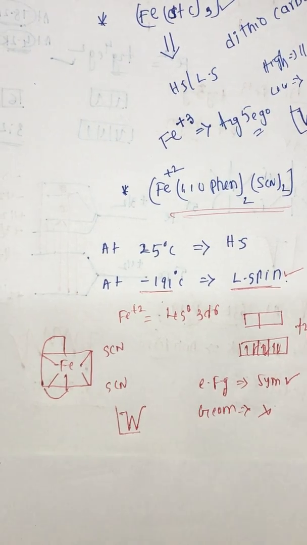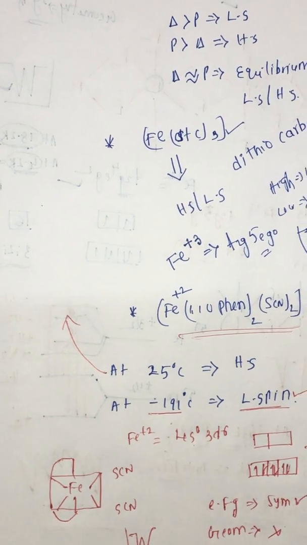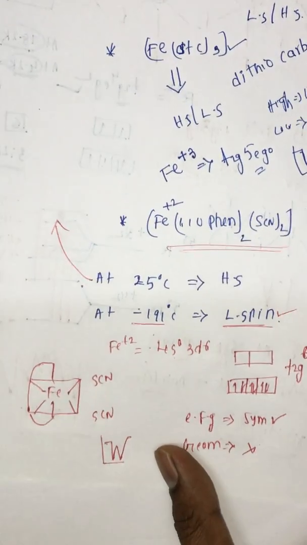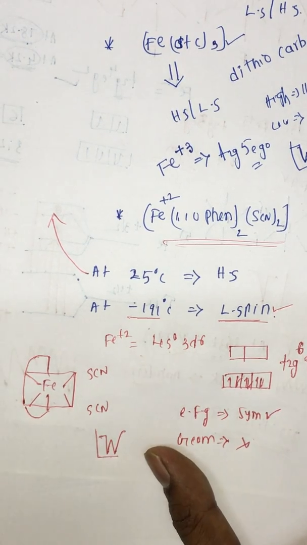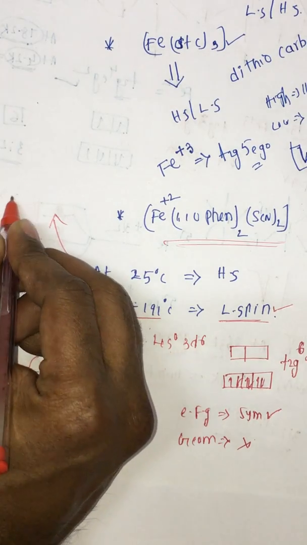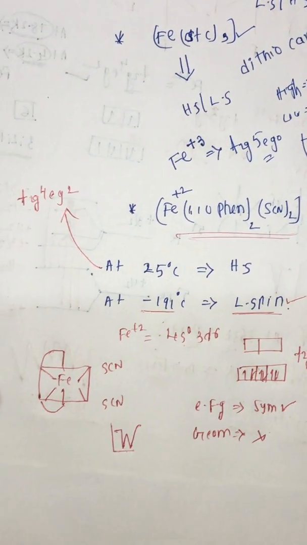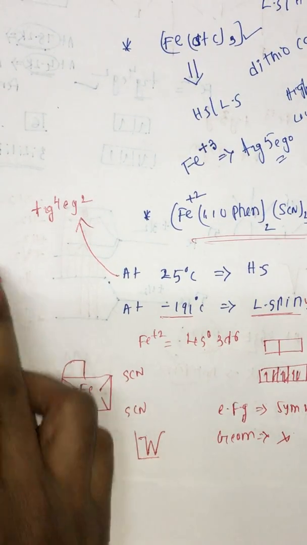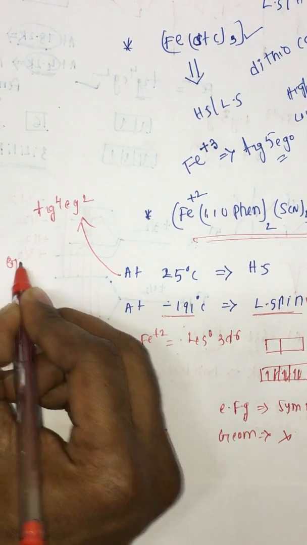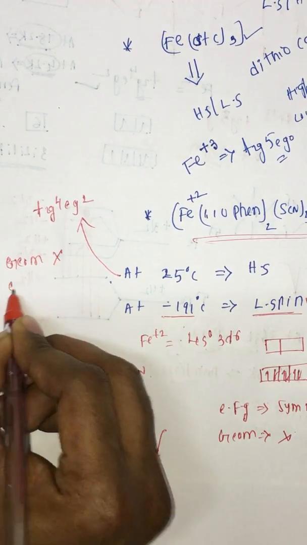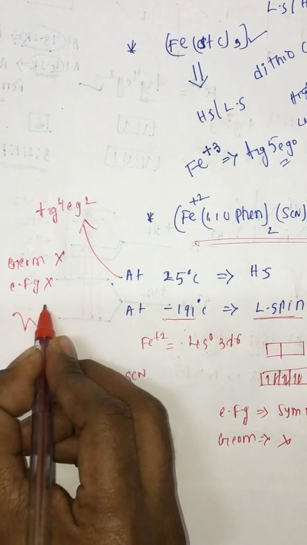Okay, whereas if we record this Mossbauer spectra at 25 degrees centigrade, this compound is existing as a high spin, right? So high spin means here we have t2g4 eg2, total 6 electrons. So now the shape geometry is unsymmetric and the electric field gradient is also unsymmetric, right? So here also we will get a doublet.